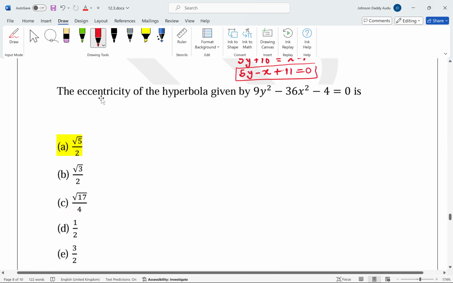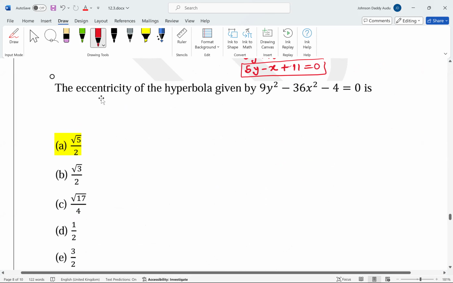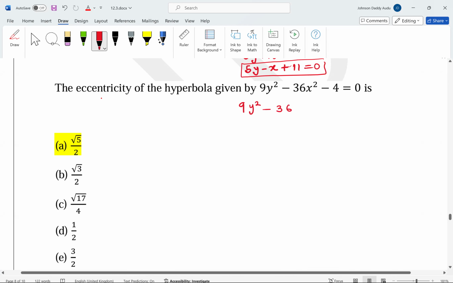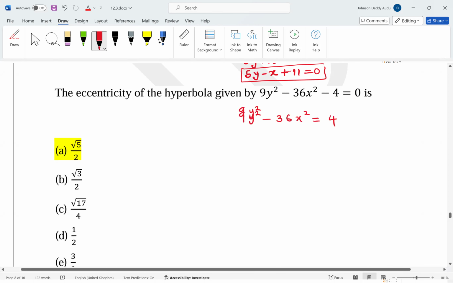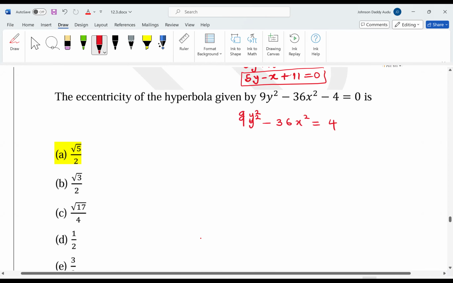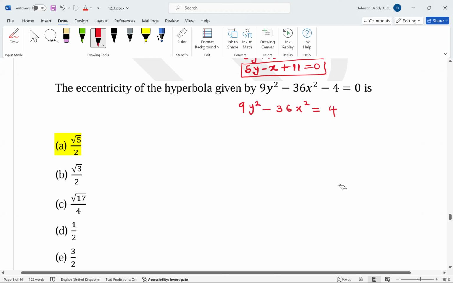Number 2, this is saying the eccentricity. So for eccentricity, we just need to find a and c, right? So looking at this, it looks like something which is centered at the origin. So we just write this to be equal to 4. And then we can easily divide both sides by 4, right? So dividing both sides by 4, what do we get?